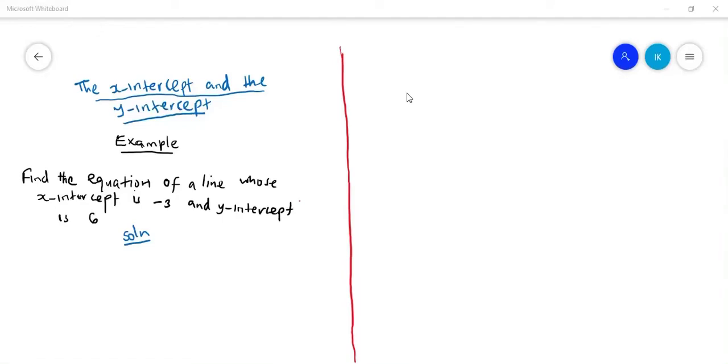So in today's video we shall discuss and explain the x-intercept and the y-intercept. So basically we should start with what an x-intercept is. When we draw the Cartesian plane, this should be the y-axis and this is the x-axis.